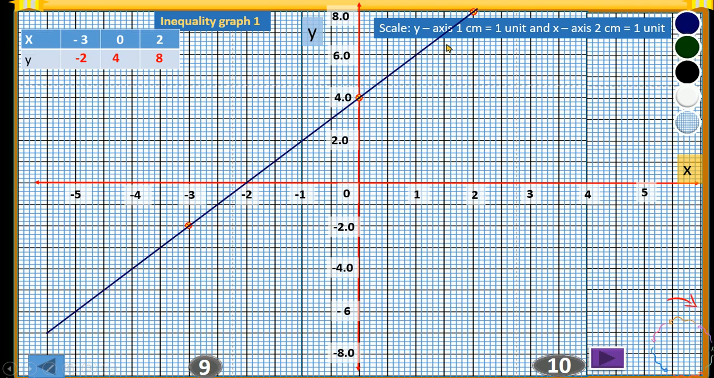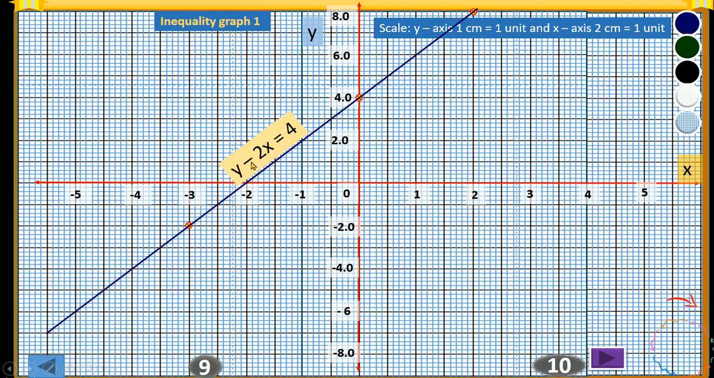The blue line represents the function y minus 2x is equal to 4. It is a solid line because it is greater than or equal to. If it's greater only, it should be broken, and if it's less only, it should be broken. But if it's greater than or equal to, or less than or equal to, it should be a solid line. Now, as you can see, this is a solid line, meaning it's greater than or equal to 4.